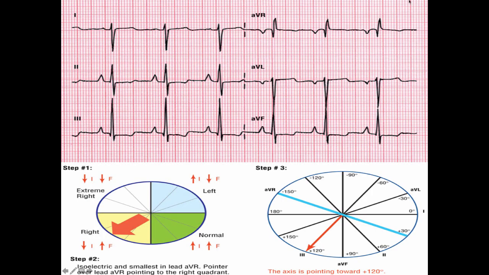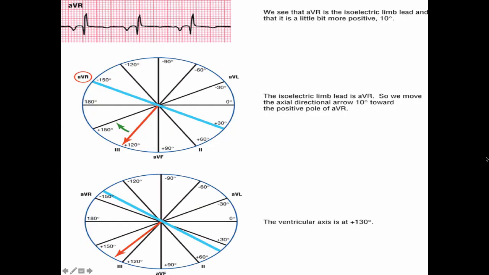In example number 2, we picked our right axis deviation quadrant. Lead 1 is negative, AVF is positive. We're in the right axis quadrant. We picked AVR as our isoelectric lead, so big thick blue line through AVR, and our perpendicular arrow down to the right. All right, we could go up, then we go into the left quadrant. That doesn't make sense because we already picked the right axis deviation quadrant. So we're going to go down into that quadrant. We end up at a positive 120 degrees.